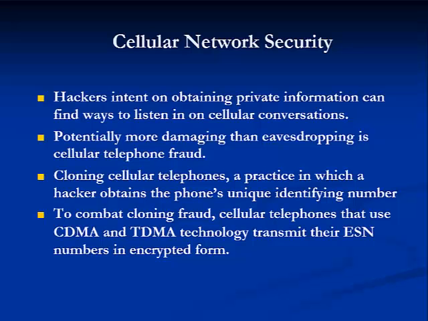Cellular telephone signals are subject to eavesdropping, but in CDMA and TDMA-based transmission, signals are multiplexed and encrypted, making interpretation more difficult. Cloning cellular telephones, a practice in which a hacker obtains the phone's unique identifying number and then copies that number to his own phone service, presents a significant security risk. After the hacker has created a clone, he can use the phone for toll calls without raising suspicion with the cellular carrier. The user will not know about the breach until she or he receives the cellular telephone bill.